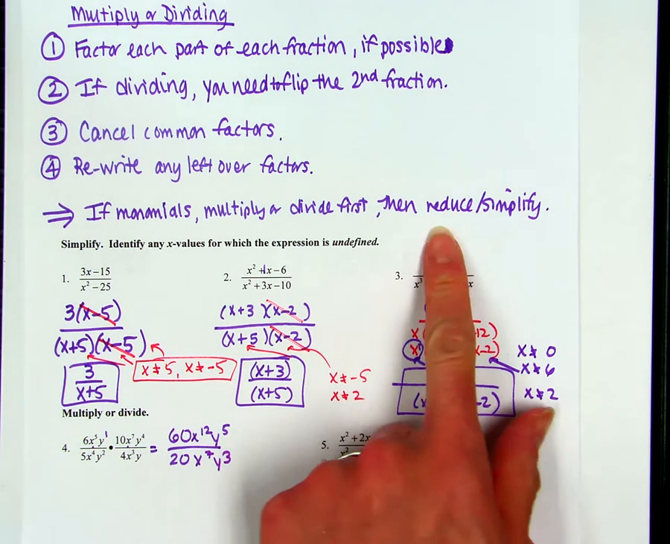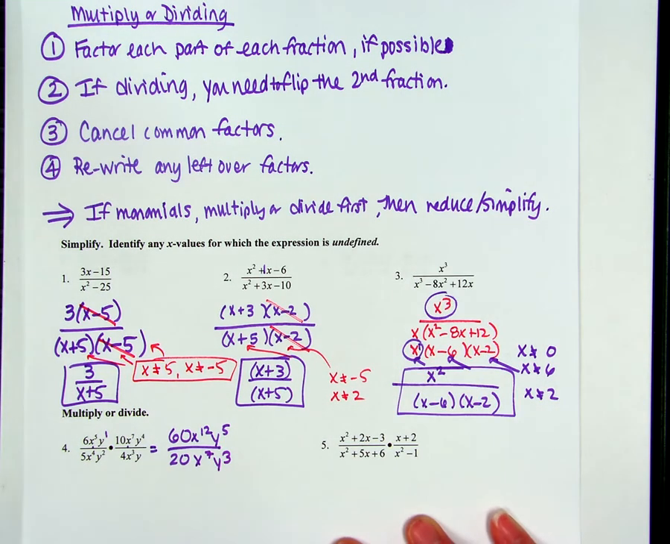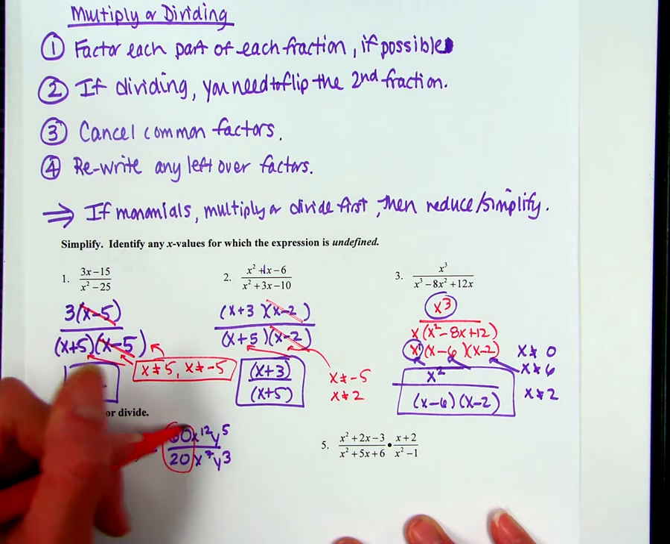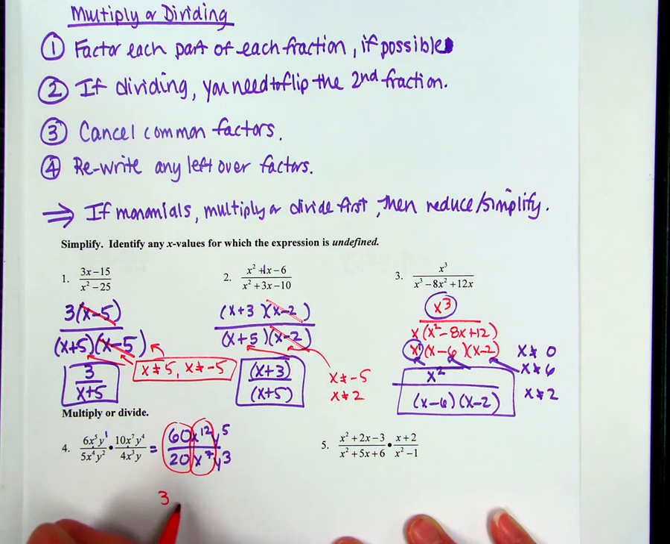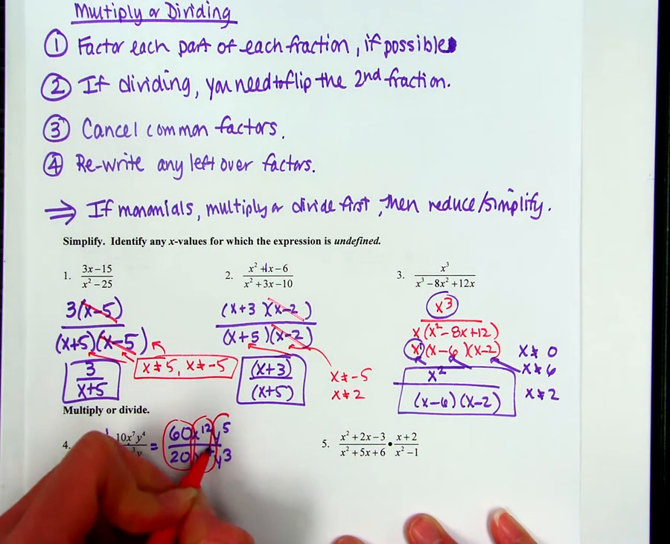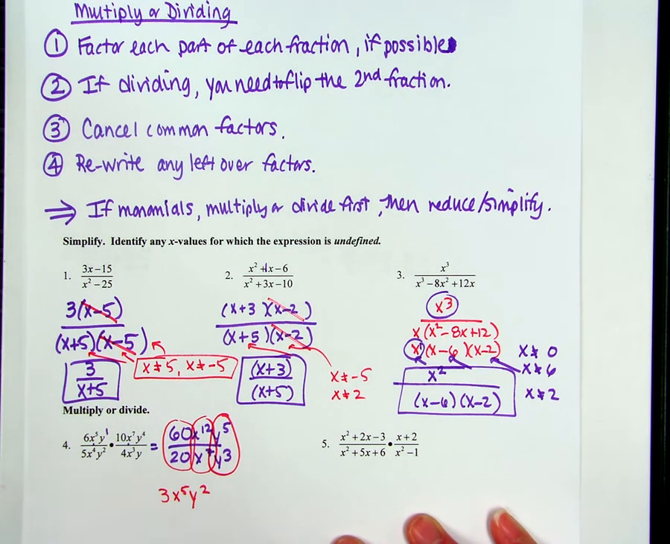Now you're going to reduce or simplify as much as you can. So 60 over 20, that's 3. Subtract my x's, 12 minus 7 is x to the 5th. Subtract my y's, I've got y squared. So my final answer is 3x to the fifth y squared.